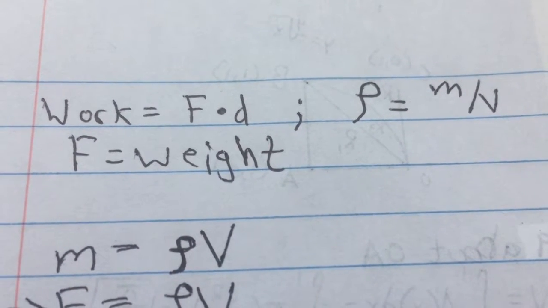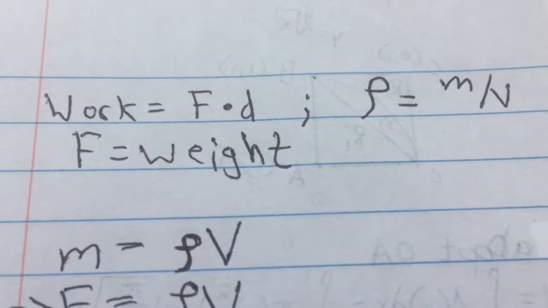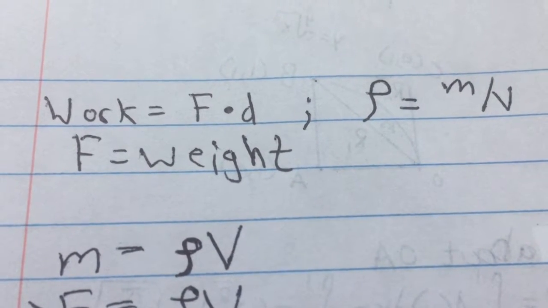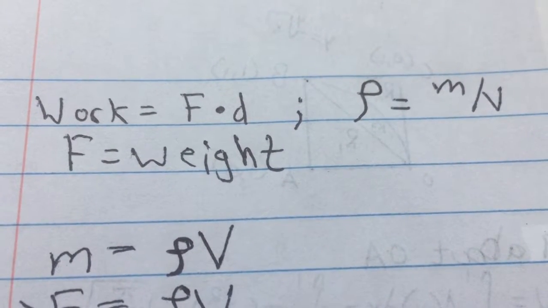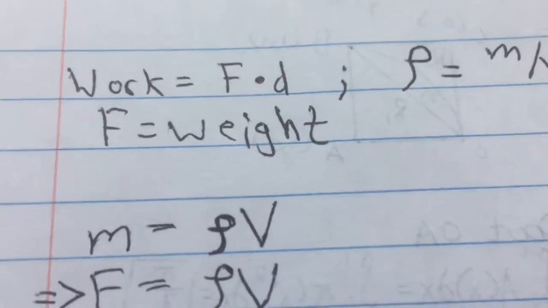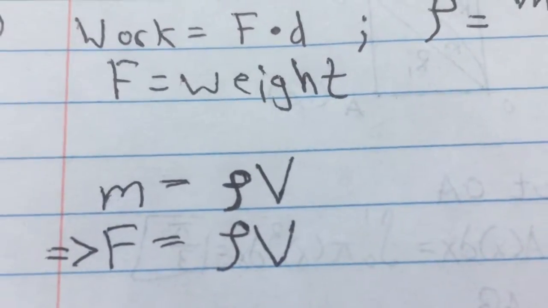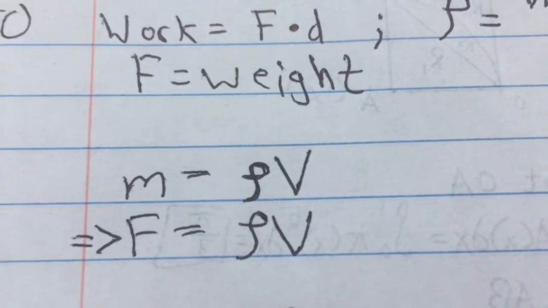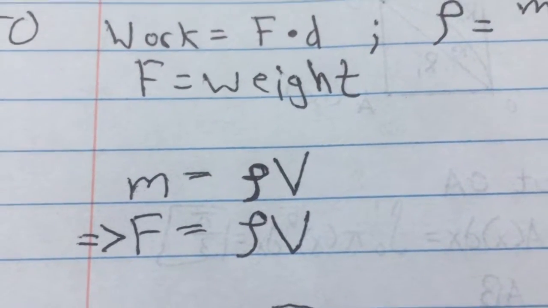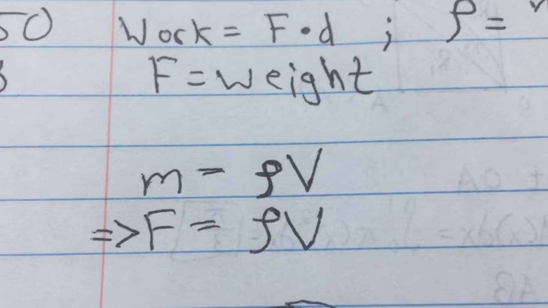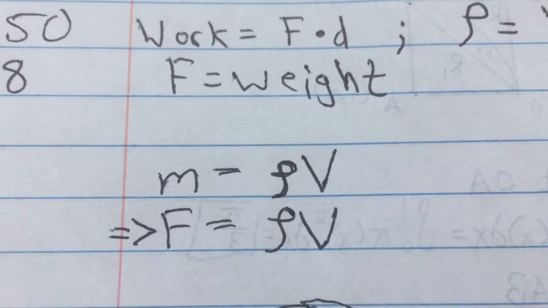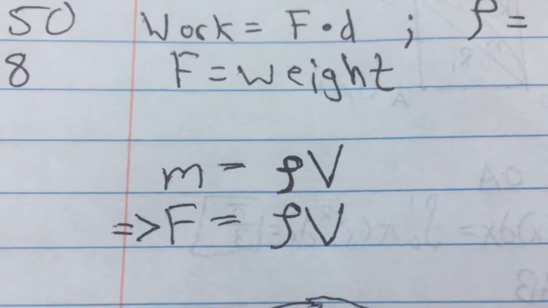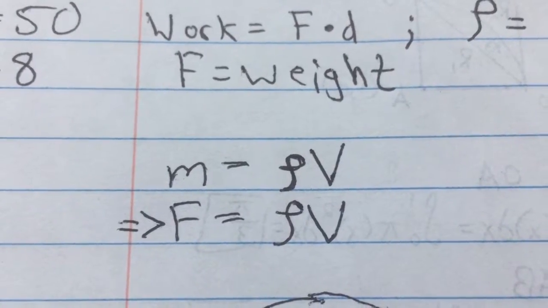I start off by rearranging rho is equal to mass per volume into mass is equal to rho times volume, which is another thing some people might not like, but as far as this problem is concerned, mass is equal to weight. So we have mass is equal to rho volume, so our force, which we said was the weight, is equal to rho volume.